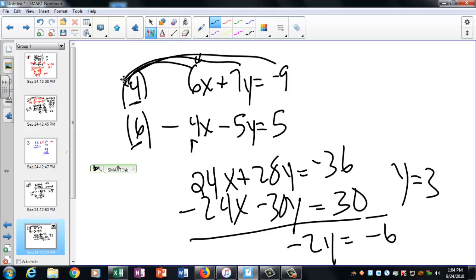Now, somebody asked me last class, when I get y equals 3, does it matter what equation I use? And here's the bottom line. You have 4 equations. 1, 2, 3, 4. It does not matter which one of those 4 you choose.